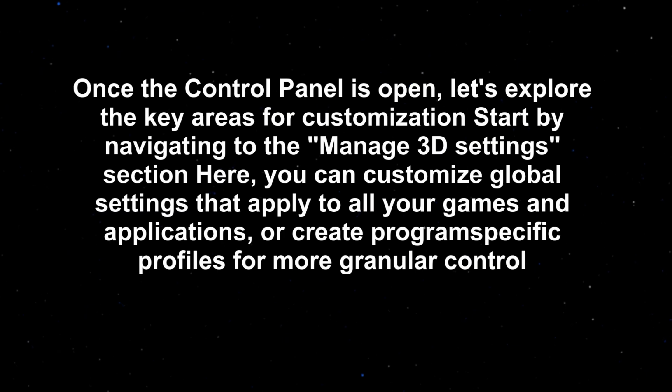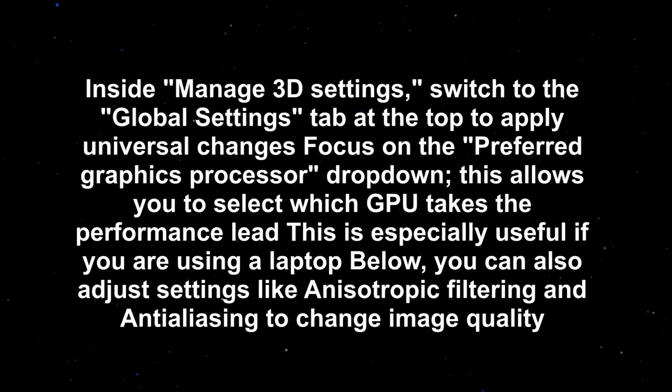Once the control panel is open, let's explore the key areas for customization. Start by navigating to the Manage 3D Settings section here. You can customize global settings that apply to all your games and applications, or create program-specific profiles for more granular control. Inside Manage 3D Settings, switch to the Global Settings tab at the top to apply universal changes.